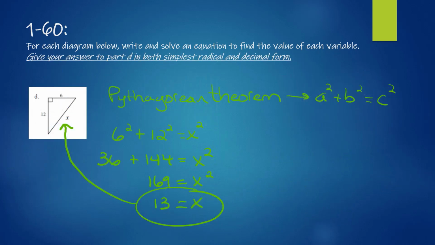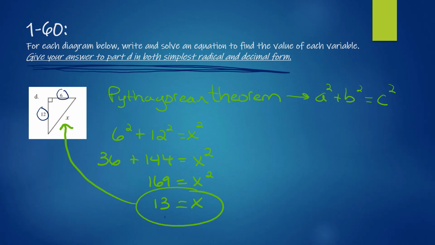This is part D of 1-60, and it's a little different because we really don't need right triangle trig. We have one leg and we have the other, and we can just use the Pythagorean theorem. But it also says give your answer in both simplest radical form and decimal form, which I thought was kind of funny on this one because 13 is both simplest radical and decimal form.